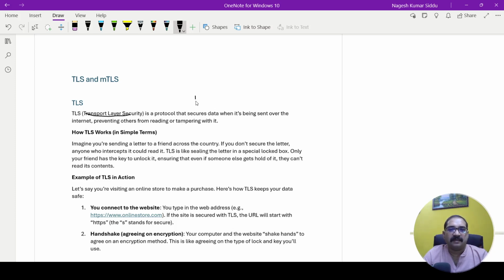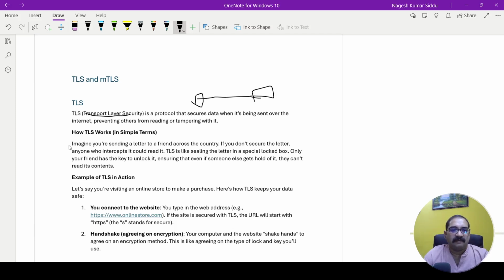That means if this is one microservice and this is another microservice and we send the data from here to here, how do we protect it so that nobody in between can read it? So that is what TLS is. Let's see how it works.